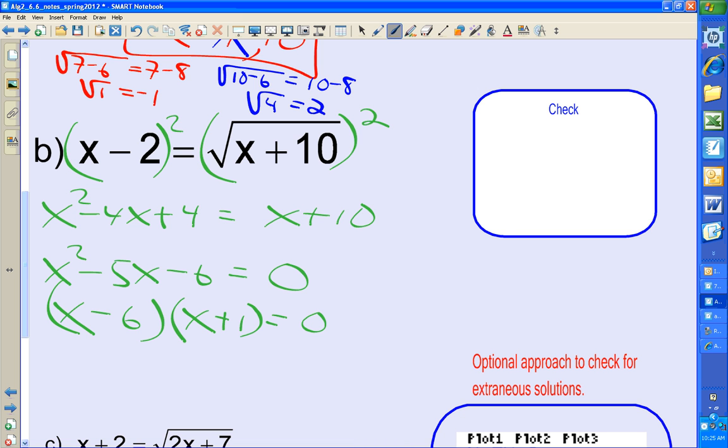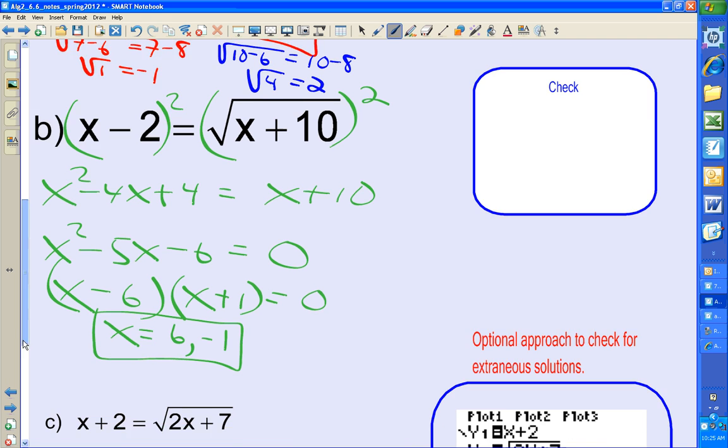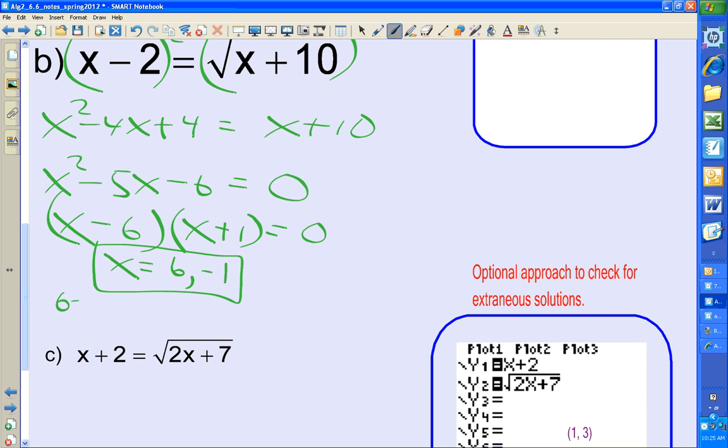A lot of people are mixing in the 2 and the 3 there for factors. X minus 3, x plus 2 doesn't work. It's x minus 6, x plus 1. So x would equal 6 or negative 1. When we plug in the 6, you have 6 minus 2 is equal to the square root of 6 plus 10, or 4 is equal to the square root of 16. Is that true or false? That's true. So the 6 is a keeper.